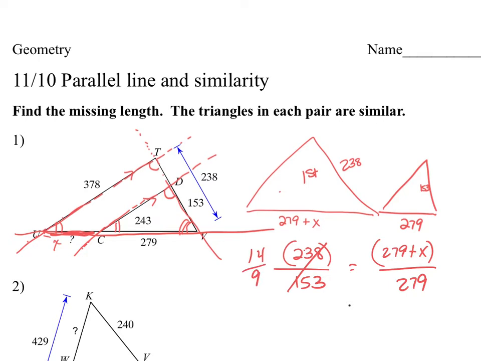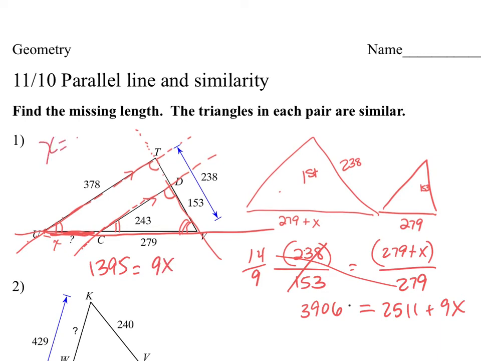All right, so when I cross multiply 14 times 279 this way, I get 3906. And on the other side, I get 9 times 279, which is 2511 plus 9x. All right, so when we take 3906 minus 2511, we get 1395 equals 9x, and we divide that by 9. And we get x equals 155, and that's what they want us to find, the missing length, and we're done.